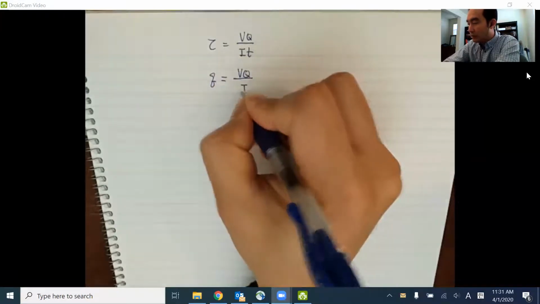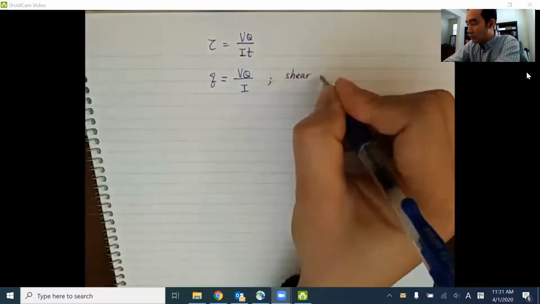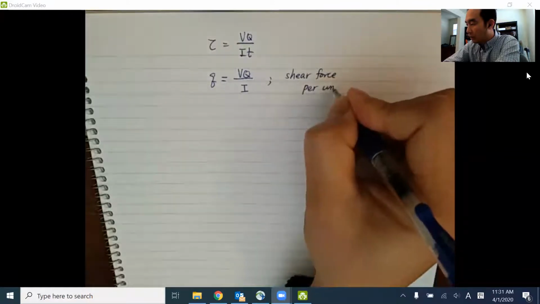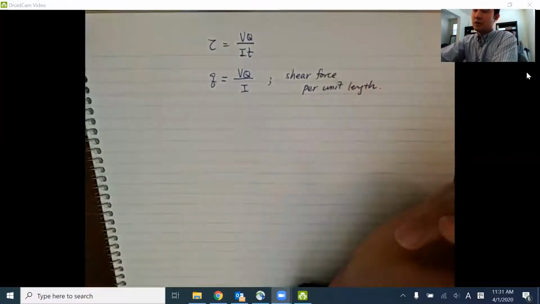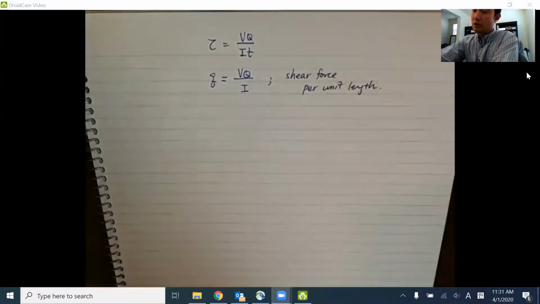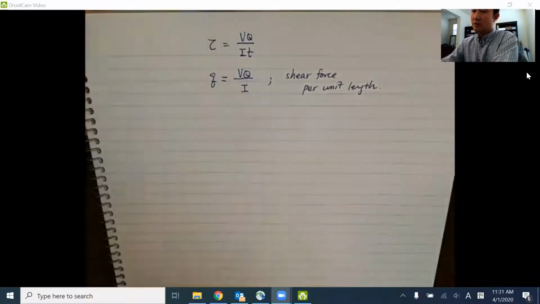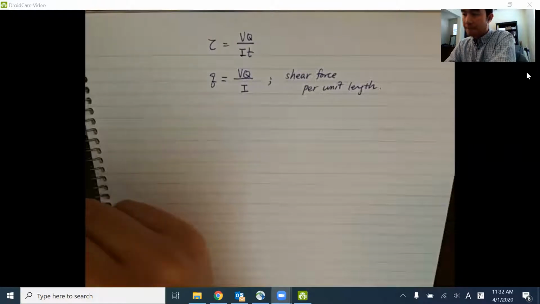So the definition is this is shear force per unit length. So in your textbook, in page 578, you can read the description in chapter 12.3, shear flow in built-up sections.